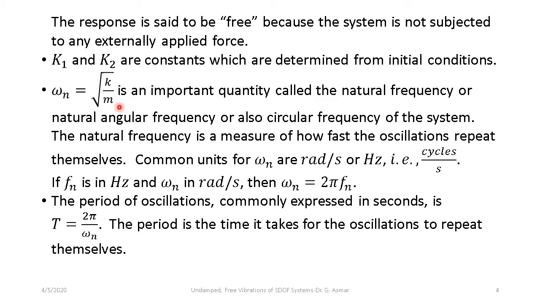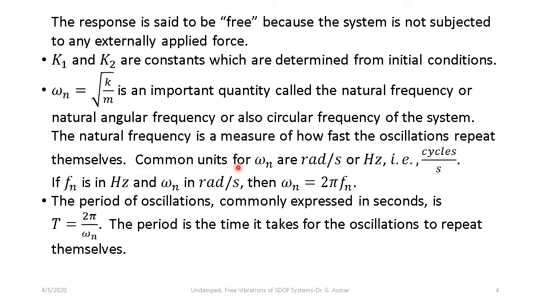Omega n is equal to square root of k over m. This is an important quantity called the natural frequency, or the natural angular frequency, or also the circular frequency of the system. I like the term natural frequency. What is the natural frequency? It is a measure of how fast the oscillations repeat themselves. This is kind of similar to velocity, except here it measures the rate of repetitiveness of the oscillations.